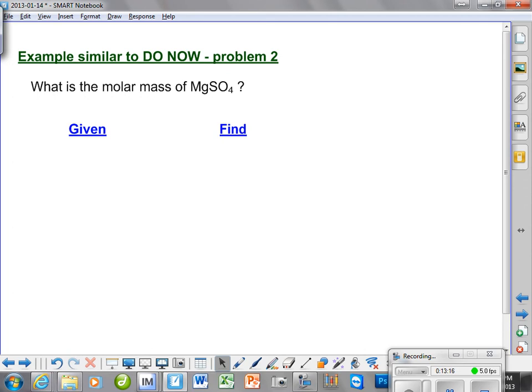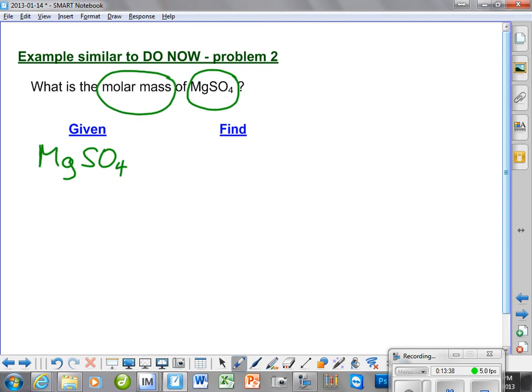What is the molar mass of magnesium sulfate? That's our second do now. Okay, it's similar to this. It's going to be worked exactly the same way. So, we're given this guy. So that's magnesium sulfate. And we're supposed to find molar mass of magnesium sulfate.